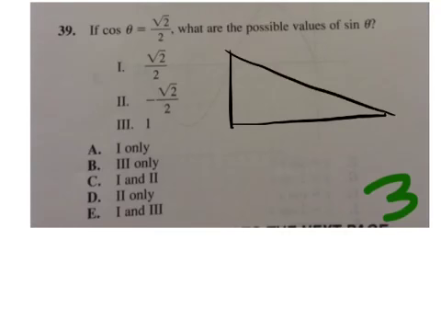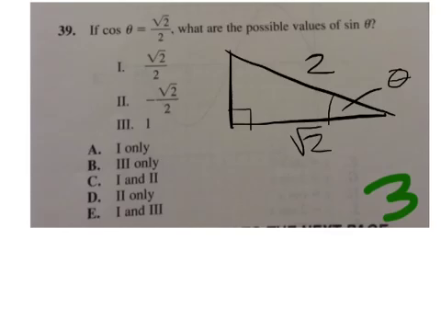Alright, so if cosine theta equals square root of 2 over 2, how about drawing a right triangle like this and calling this theta there? Cosine is adjacent over hypotenuse, so square root of 2 and then 2. So what are the possible values of sine theta?